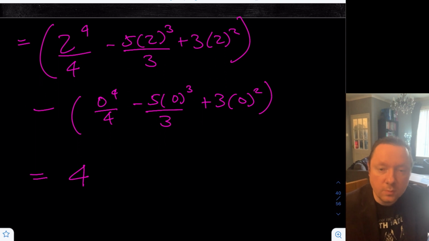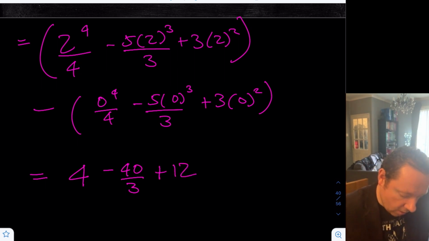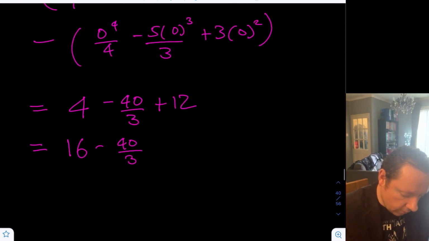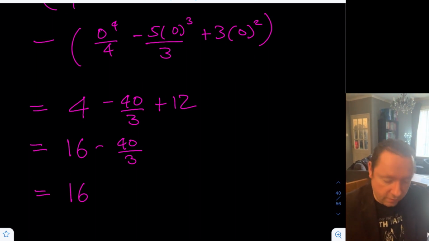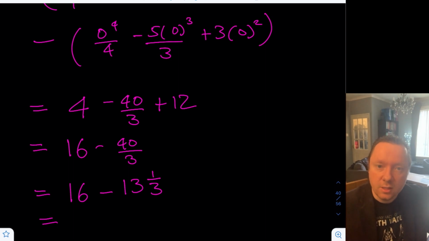Second term, 2 cubed is 8. 8 5s is 40, so we get minus 40 over 3. And 2 squared is 4 times 3 is 12. Tidying that up, we get 16 minus 40 over 3. Non-calculator, easiest way to deal with that is mixed numbers, I would say, because 3 times 13 is 39, so minus 13 and a third. 16 minus 13 is 3, minus an extra third is 2 2/3.